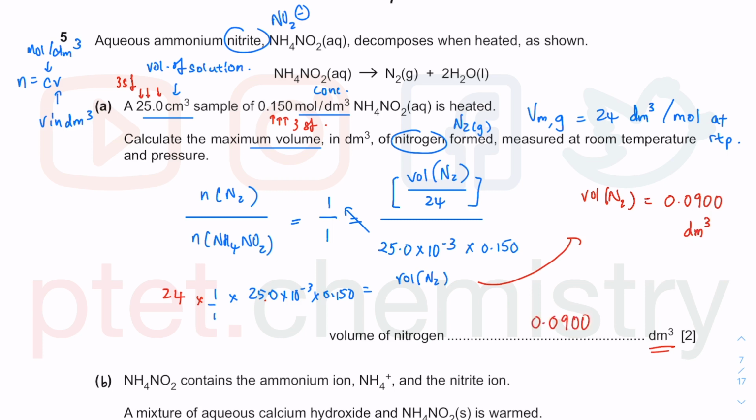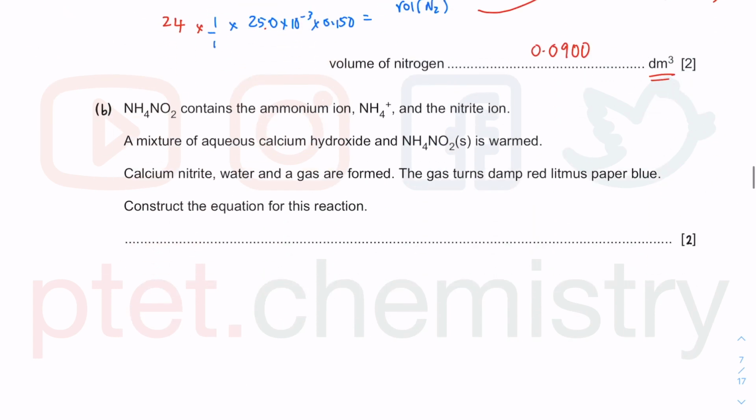So that is the volume of N2 to 3 significant figures. The appropriate number of significant figures is based on the data that you have used in your calculation. It's all part of scientific skills, and you will have done similar things in physics as well as biology. Next up, this is not a calculation.